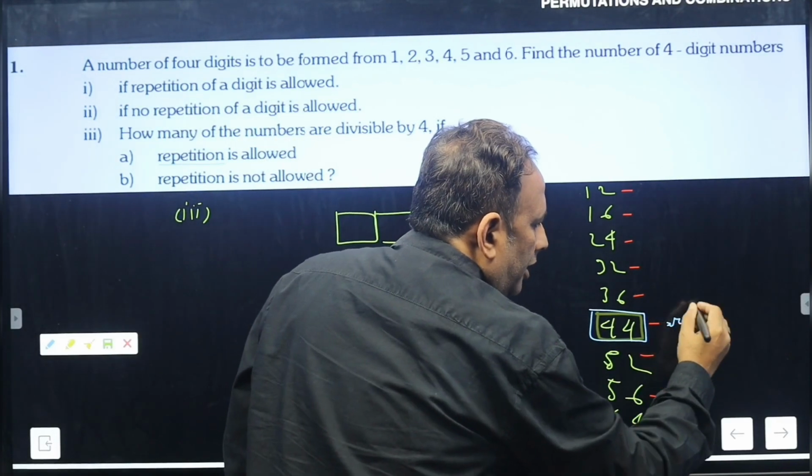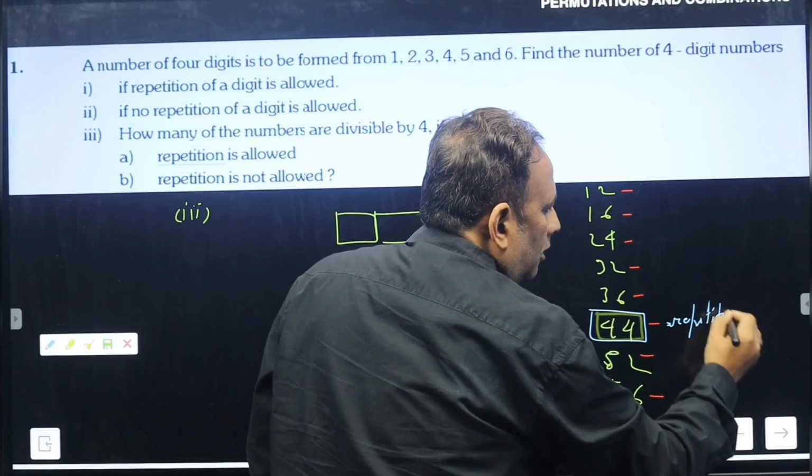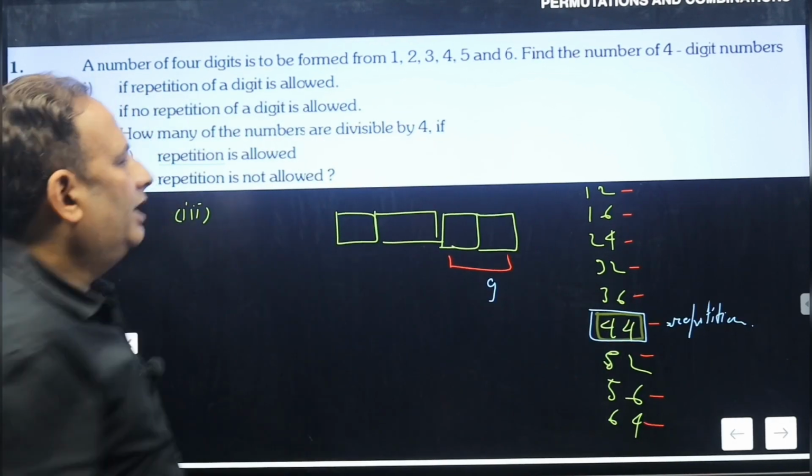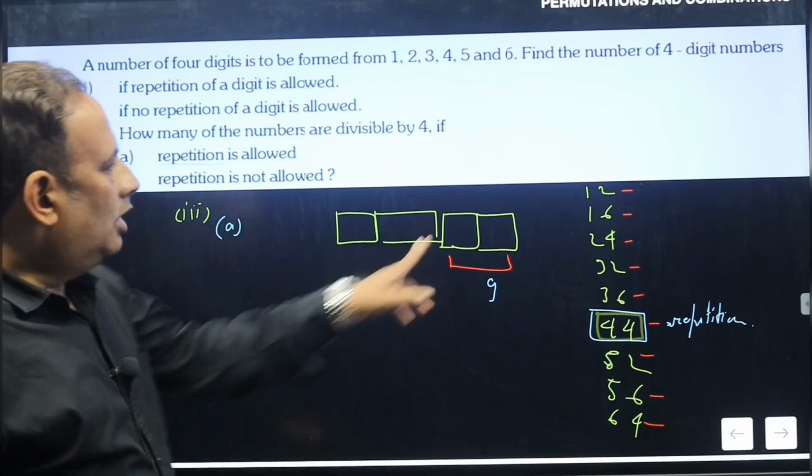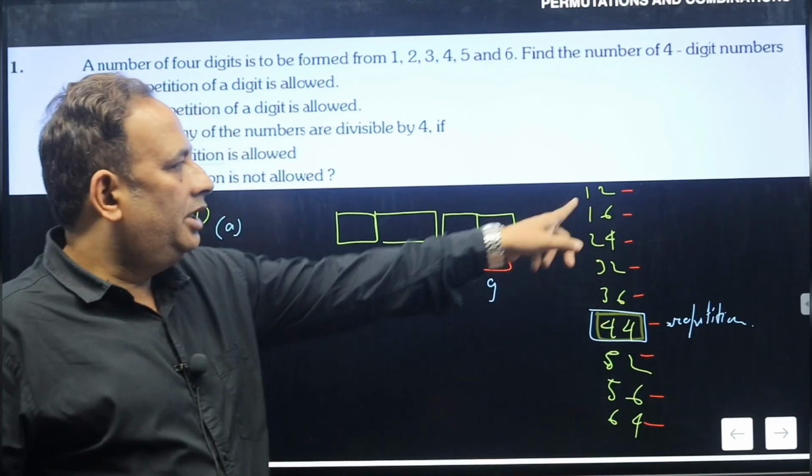Let me write, repetition is there. Due to repetition we can fill in 9 ways. In the third we are solving a part, right? So the last two places we can fill in 9 ways, you can see, right?